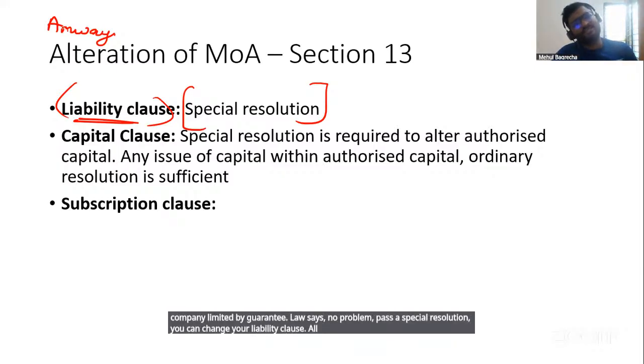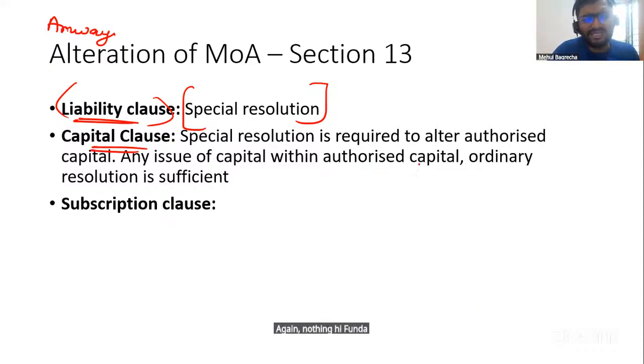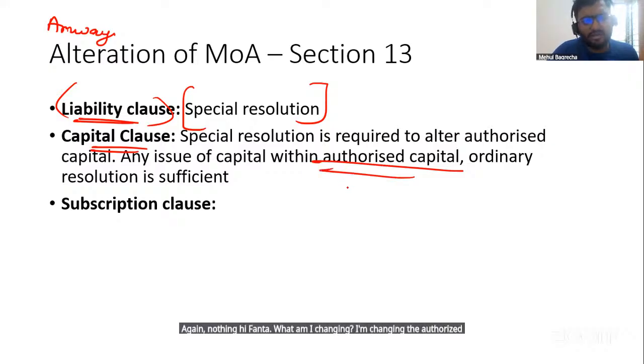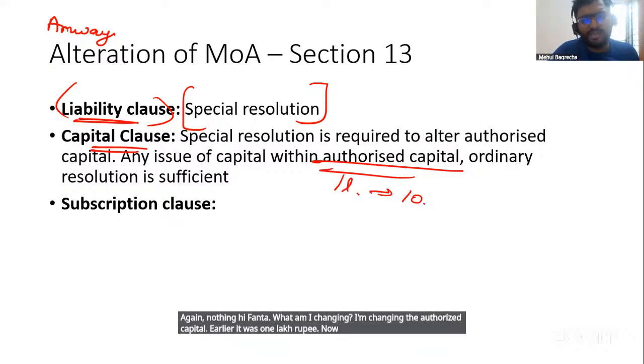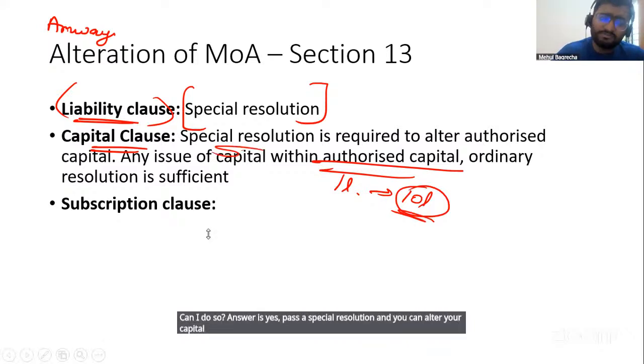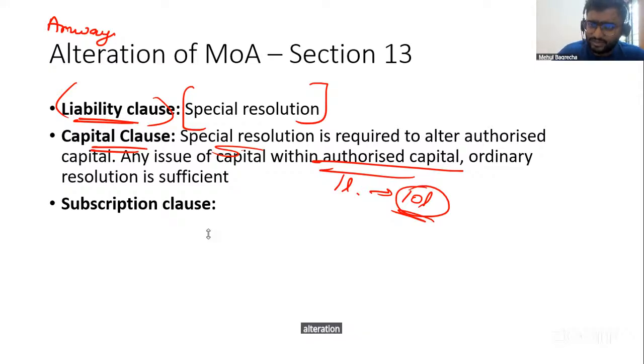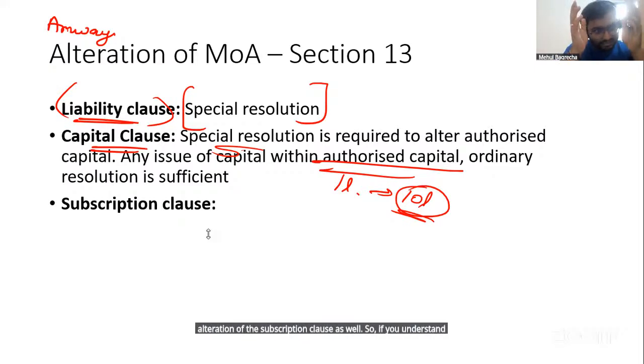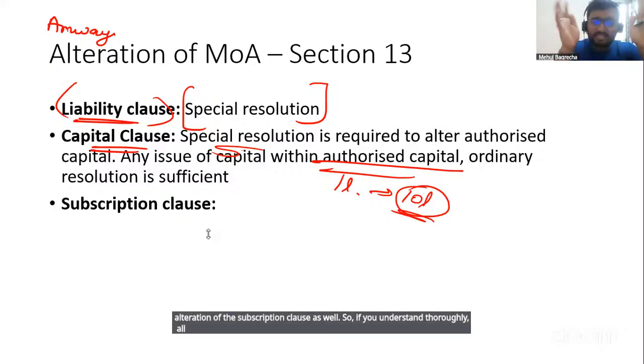All right. Next, if I want to change my capital clause, again, nothing high funda. What am I changing? I'm changing the authorized capital. Earlier it was 1 lakh rupees. Now I want to make it 10 lakh rupees. Can I do so? Answer is yes. Pass a special resolution and you can alter your capital clause also. Subscription clause, if I want to go ahead and alter, it's simple. You can go ahead, pass a special resolution and you will be done with the alteration of the subscription clause as well. So if you understand thoroughly, all the changes in the MOA, whenever I'm making, I just have to pass a special resolution and I can alter the entire clause there.